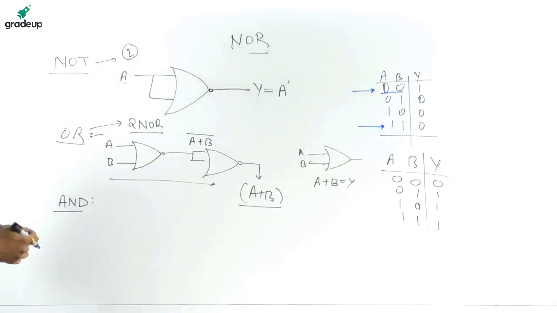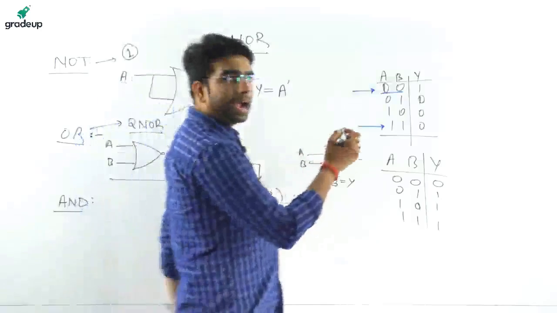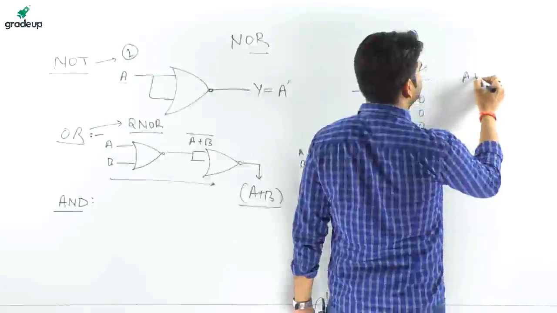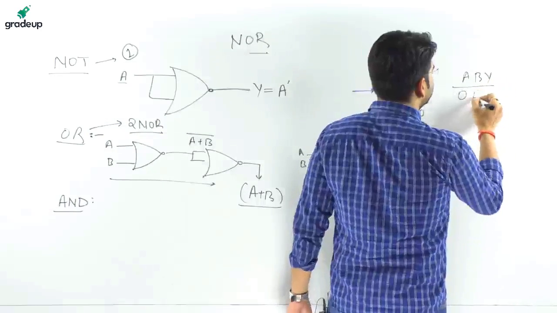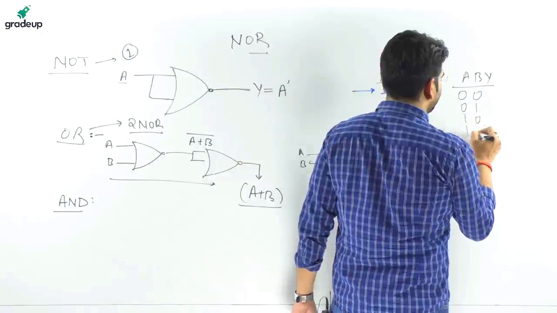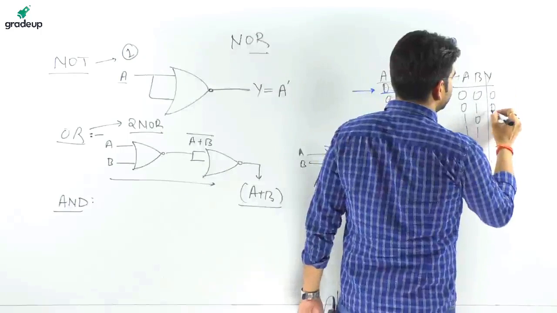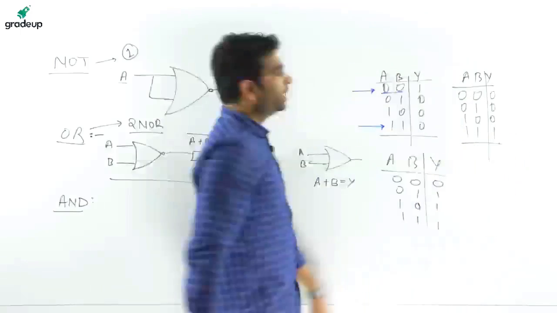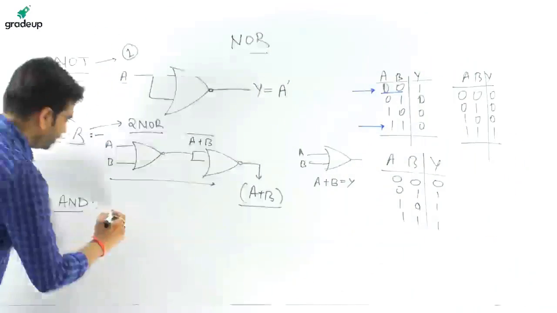We have to design an AND gate. What is the AND gate logic? AND gate logic is very simple: 0 0 0, 0 1 0, 1 0 0, 1 1 1. It will be 0 0 0 1. Okay, it is the logic for the AND gate.